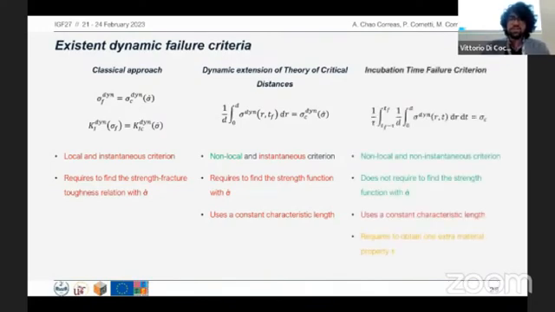From another side, there is also the incubation time failure criterion proposed by Petrov in the 90s, which is a non-local, non-instantaneous criterion. So we are solving little by little some of the problems we have. We no longer require this user input strength function with the loading rate, but still we need this constant characteristic length, so we cannot apply it for very small specimens. And we are adding complexity to the problem because we need to obtain one extra material property, which is this tau, also called incubation time.